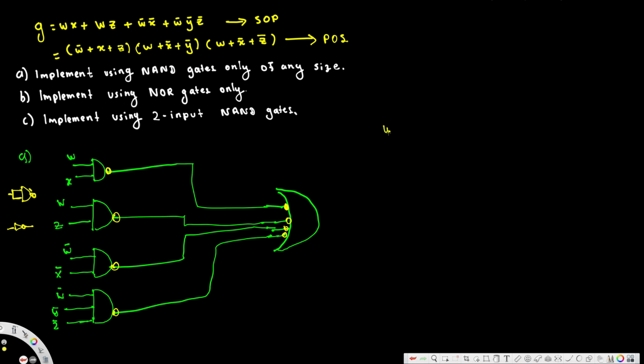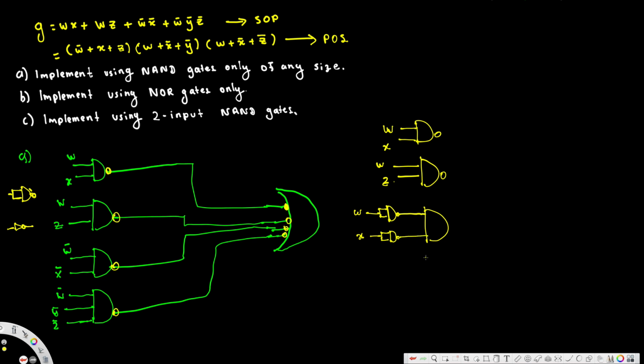So first, I'm going to redraw everything in terms of NAND gates. The first one we have is W and X going through a NAND gate, and then here we have WZ going through the NAND gate. The next one is W bar and X bar. So W going through the NOT gate, instead of the NOT gate I can put this NAND gate right here. It's going to look like this. Also X is going through a NOT gate, so we can replace it with a NAND gate.